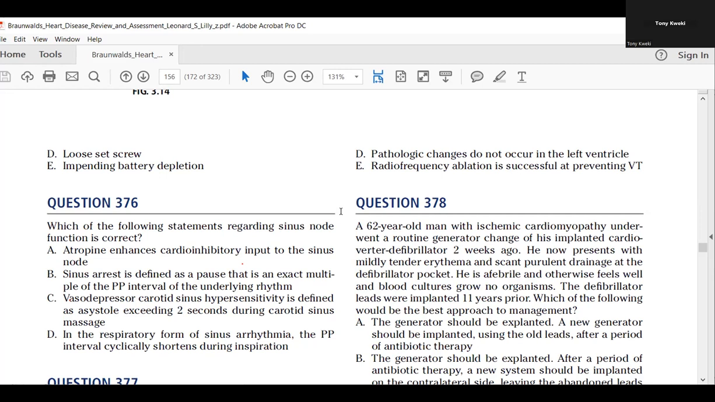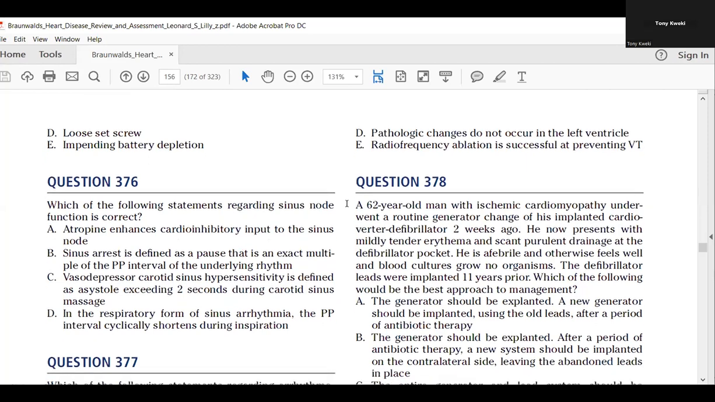So from the suggestions, the most appropriate answer is C, fatty or fibrofatty infiltration of the right ventricle is the pathological hallmark. That is the most appropriate answer for this particular question. So thank you very much.